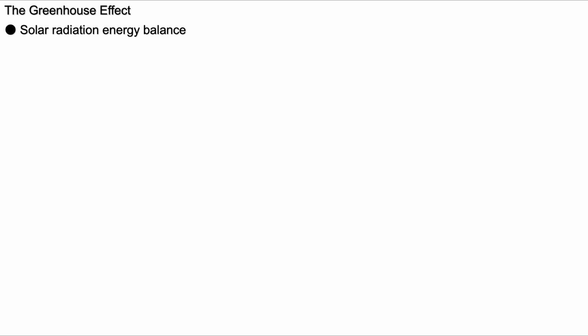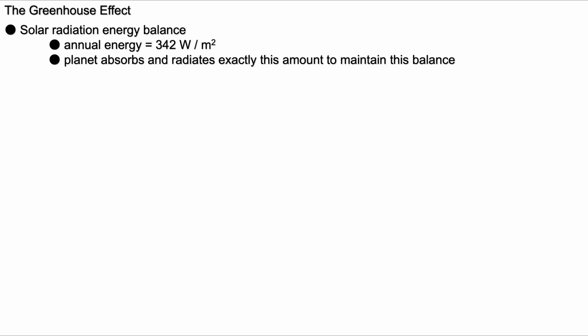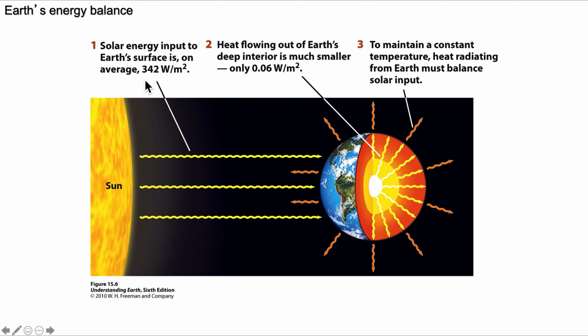The solar radiation energy balance we saw again in the Blackbody radiation video is about 342 watts per meter squared. That's for a rotating sphere. The planet Earth absorbs and radiates exactly this amount in order to maintain this balance. So we have solar energy coming to the Earth's surface, in this case the surface of the atmosphere, on average 342 watts per meter squared. There is some heat coming out of the Earth. We can see that in volcanic activity, the activity of the mid-ocean ridges.